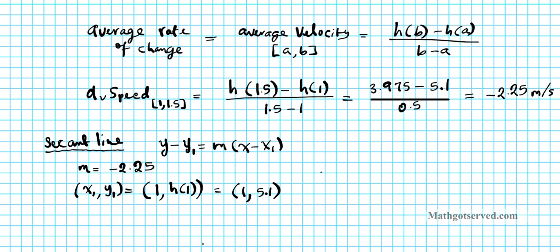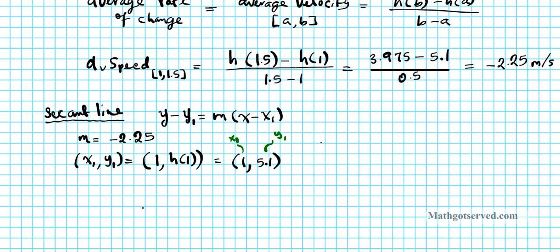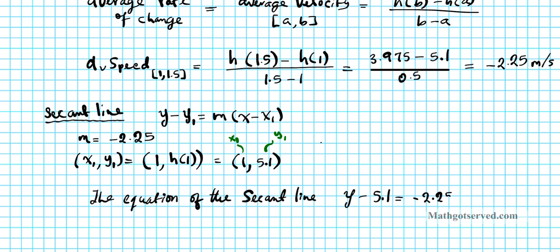Okay? All right, so now we have all the ingredients we need to write the equation of a line. Let me just highlight it here. This is x1, y1. So equation of secant line coming up. So, the equation of the secant line is y minus y1, which is y minus 5.1, equals m, which is negative 2.25, times x minus x1. x1 is 1. Okay, so that's the equation of your secant line in point slope form.